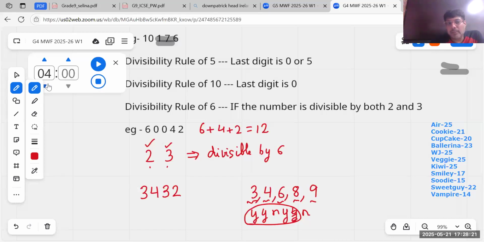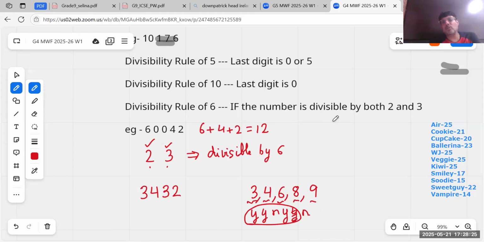I am giving you 3 minutes. You have to check divisibility by 3, 4, 6, 8 and 9 and send in one answer, like y y n n, or y n y, in that way.